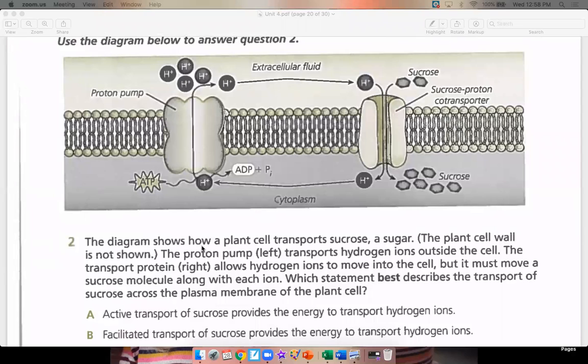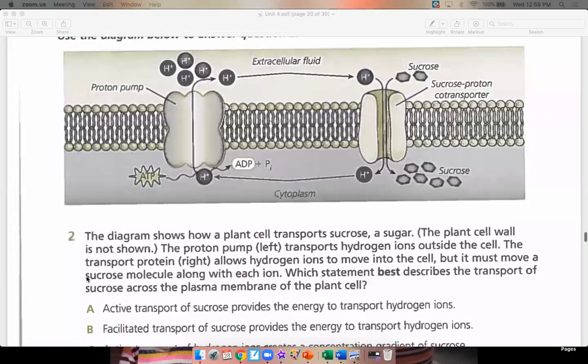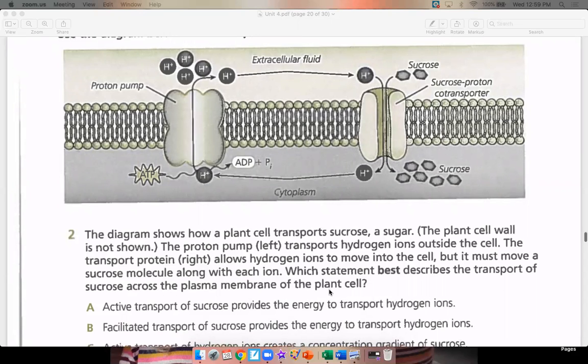The diagram shows how a plant cell transports sucrose, a sugar. The plant cell wall is not shown. The protein pump, left, transports hydrogen ions outside of the cell. The transport protein, right, allows hydrogen ions to move into the cell, but it must move a sucrose molecule along with each ion. Which statement best describes the transport of sucrose across the plasma membrane of the plant cell?